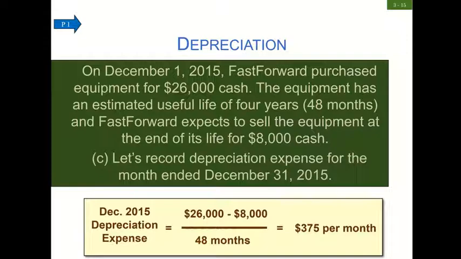And Fast Food expects to sell the equipment at the end of its life for 8,000 cash. So this 8,000 cash is the salvage value. In this case, we have the depreciable value, 26,000 minus 8,000, over 48 months. This will give us 375 per month. And for the first year, which is 2015, the equipment is used for 1 month, which is December.